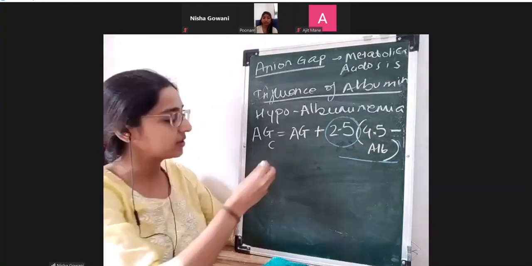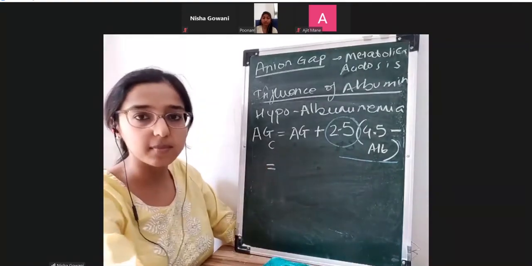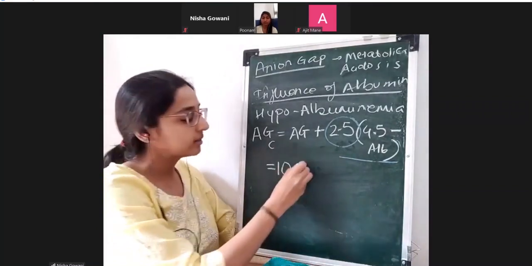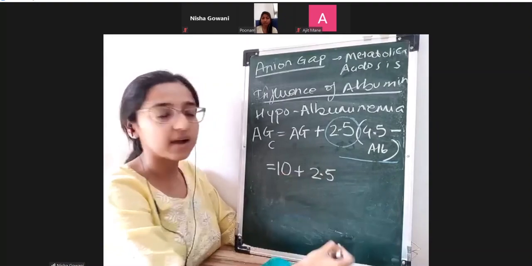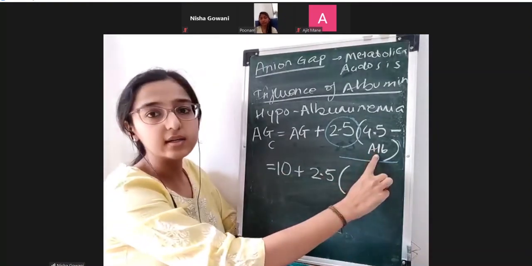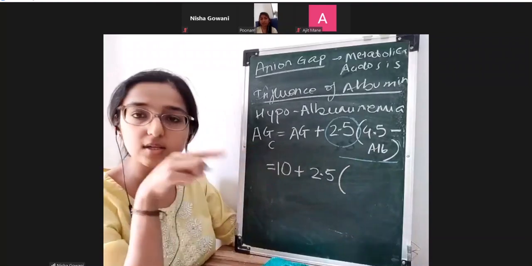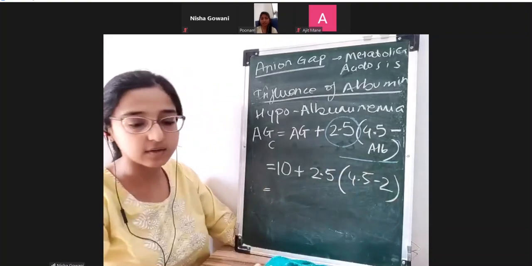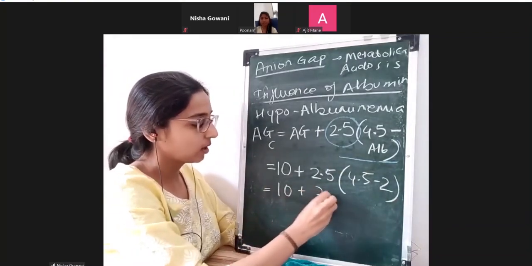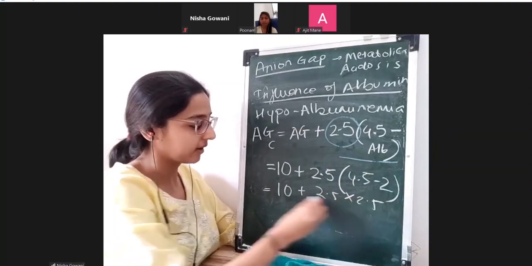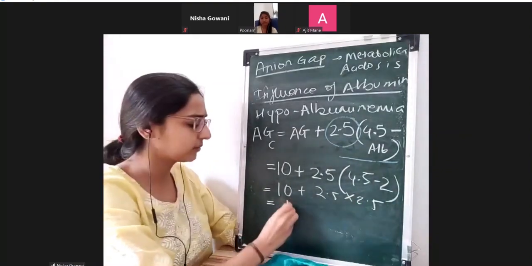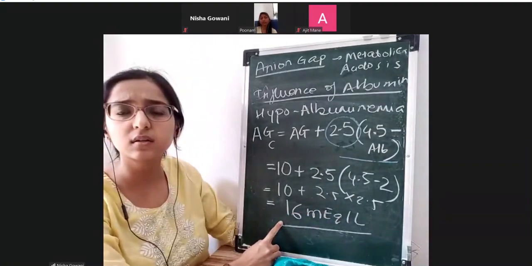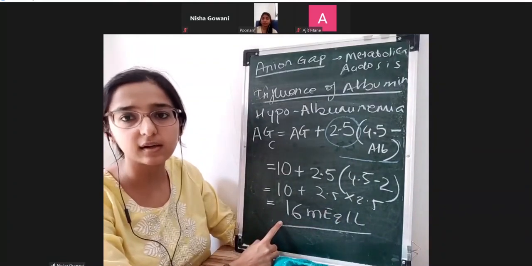So for example, if in the ICU you have measured an anion gap and got the answer 10. You did sodium minus chloride plus bicarb and you got 10. Then what you will do? You will do plus 2.5 as per formula. And suppose the blood report is telling you the albumin level is 2. So I will do 4.5 minus 2 and then solve this equation. So that will come to 10 plus 2.5 into 2.5, correct? That gives around 16. So this is how the anion gap is corrected. This is the corrected anion gap.